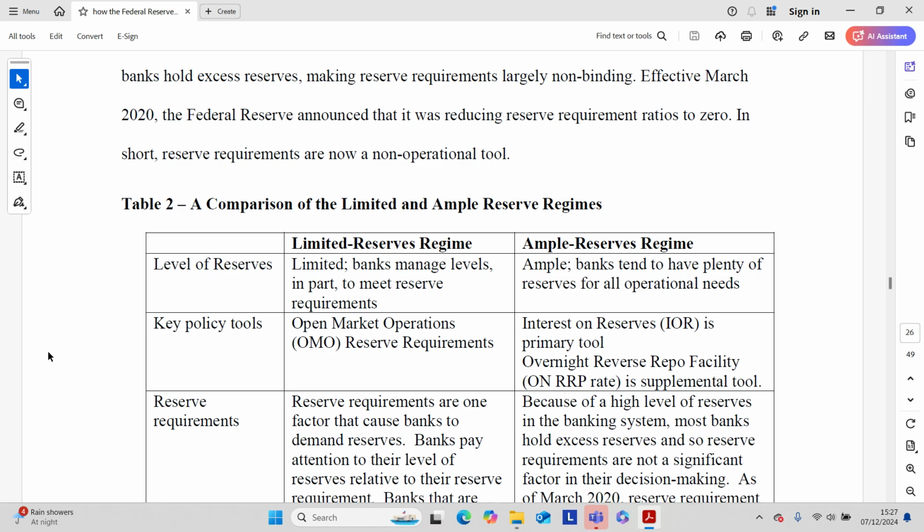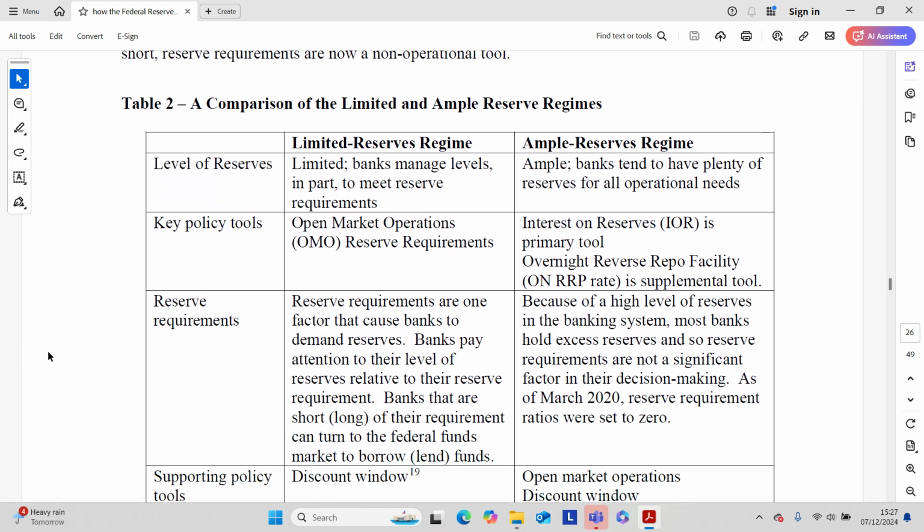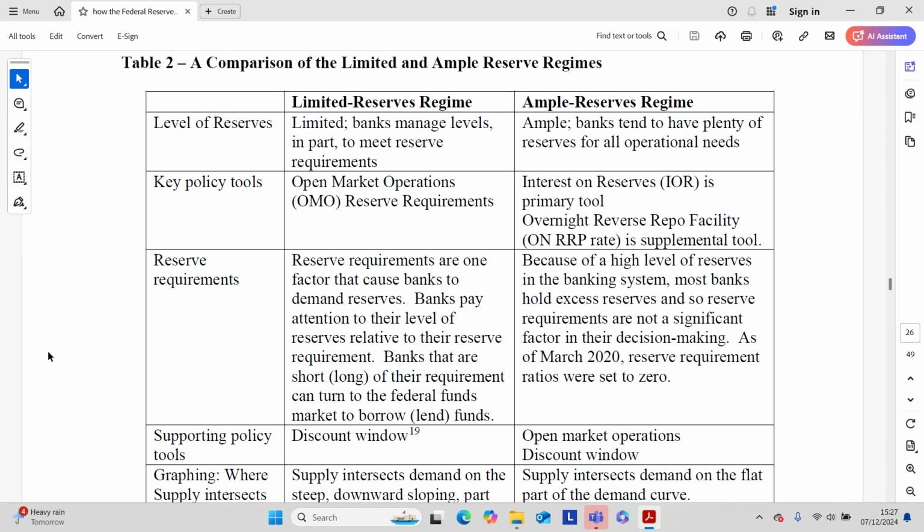This is table 2. This is a comparison of the limited and ample reserve regimes. First, the level of reserves. In the limited regime, the level of reserves is limited. Banks manage the level in part to meet reserve requirements, while in the ample reserve regime, the level of reserves is ample. Banks tend to have plenty of reserves for all operational needs.